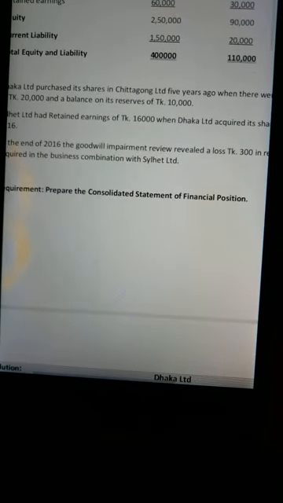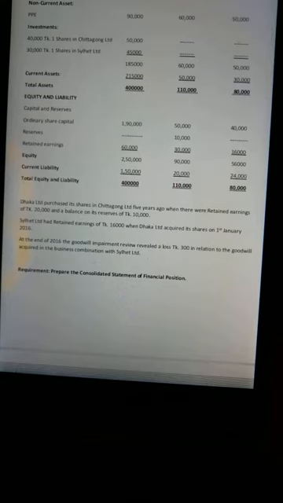So now it's time to prepare the consolidated statement of financial position. All this information will be helpful for our workings.